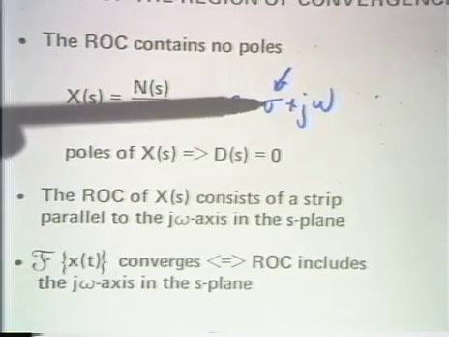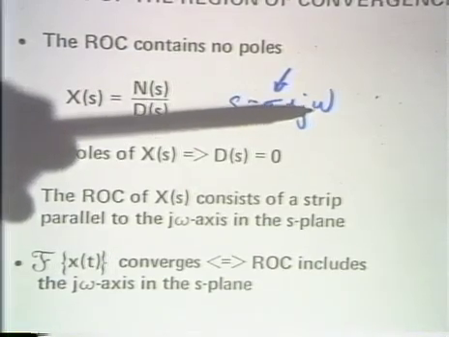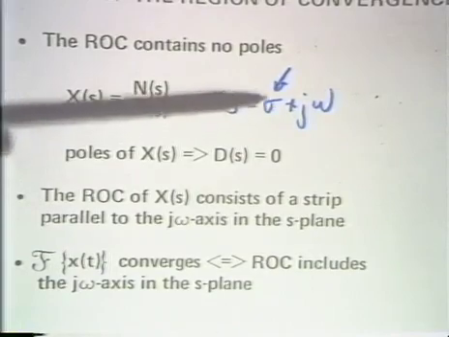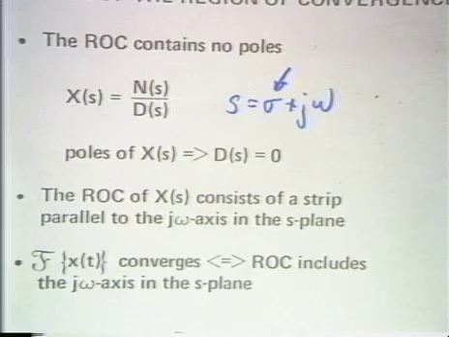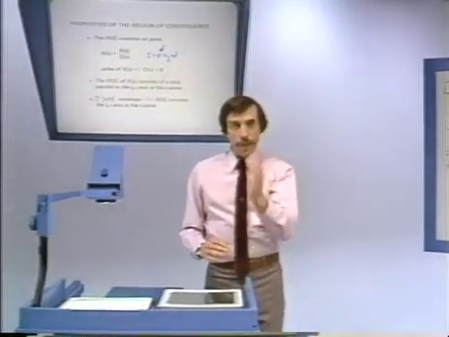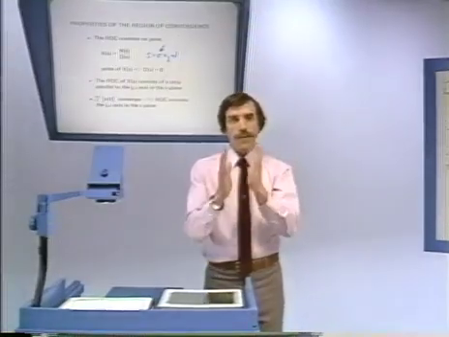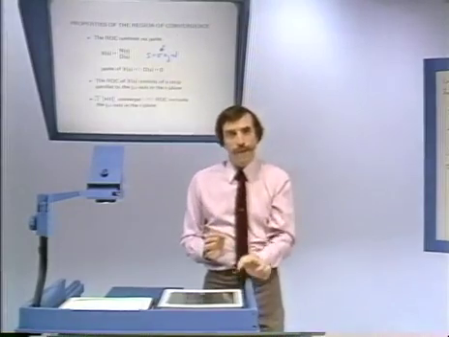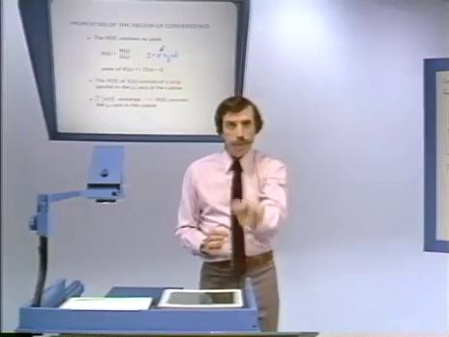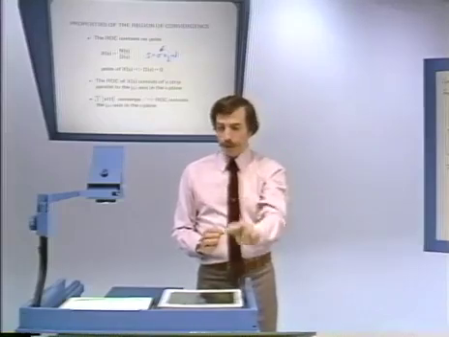for some value of omega, then it will converge for that same sigma for any value of omega. The conclusion then is that if I have a point in the region of convergence, then I also have a line. And so what that suggests is that the region of convergence in fact corresponds to strips in the complex plane.